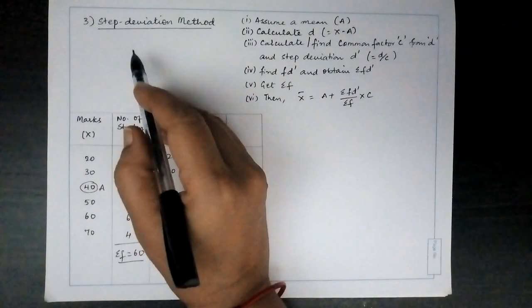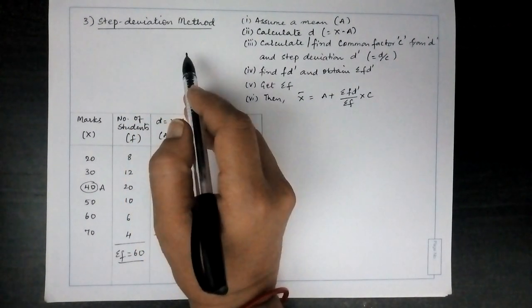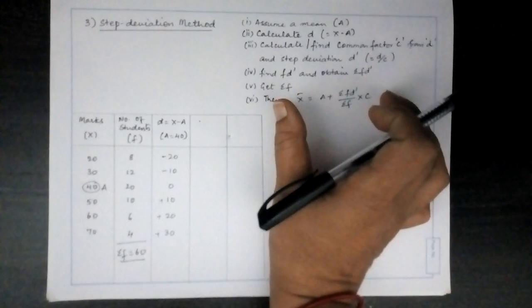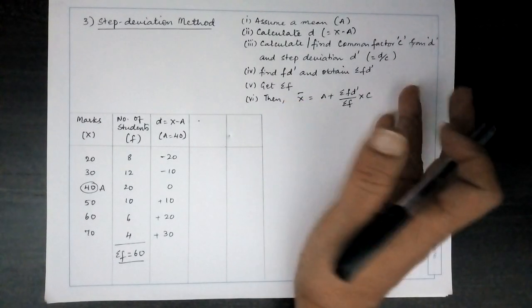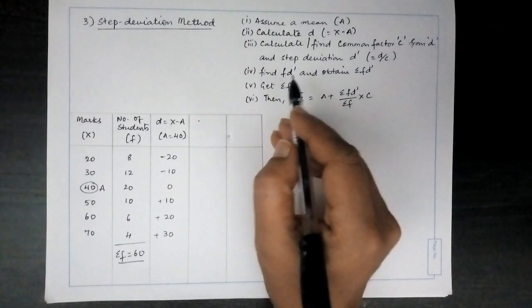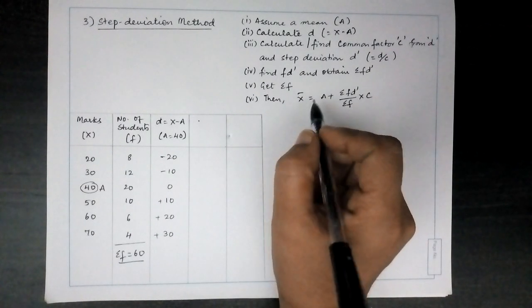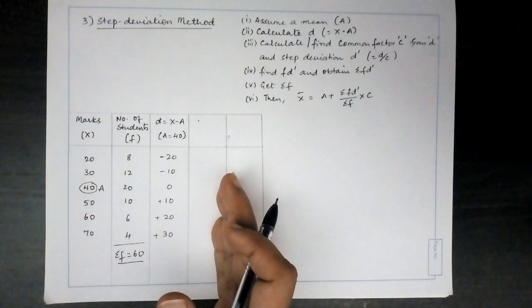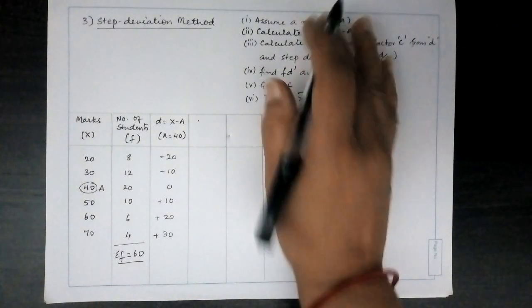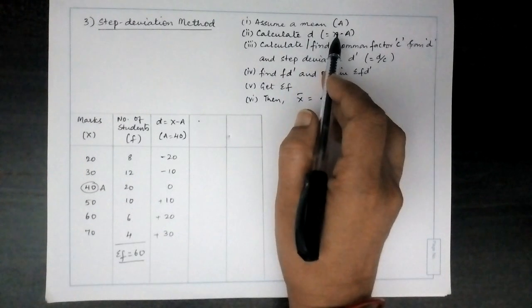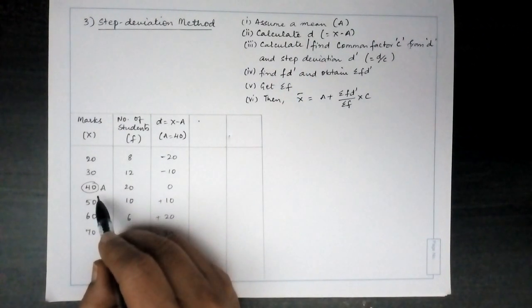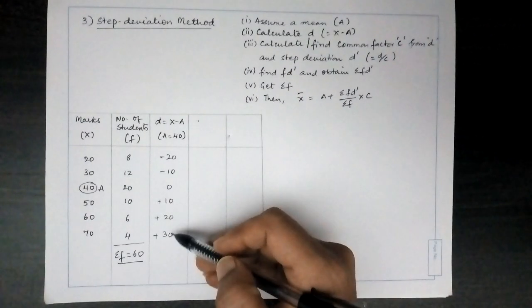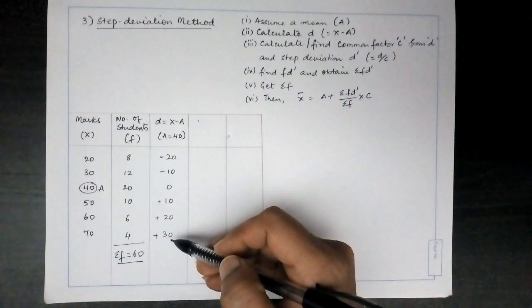Now we look into the third method, that is the step deviation method. Why is it called step deviation method? Because the first three steps that we calculated for the assumed mean would remain the same, but we will go one more step ahead after calculating the deviation. So let's see what the methods are. We are going to consider the same data. So here we will first assume a mean A, which we already had assumed, that is equal to 40. Now calculate D, which is x minus A, that we also calculated in the previous example. So I have taken the same thing down.